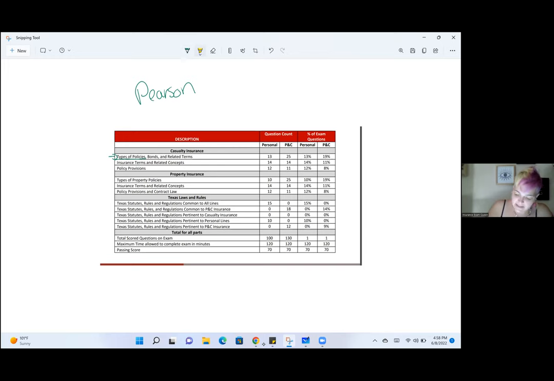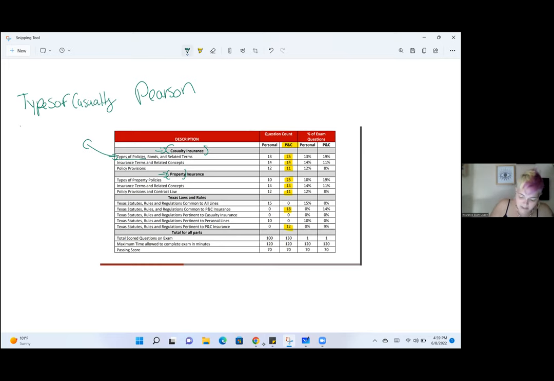When we look at this, it's not fair to just say, well, if we're doing the property and casualty exam, 25 questions are here, 14, 11, 25, 14, 11, 18, 12. Look at this chapter, types of policies, this is what is inside of that chapter. And this is casualty. So I'm talking about casualty. You have casualty, you have property. So this is types of casualty.